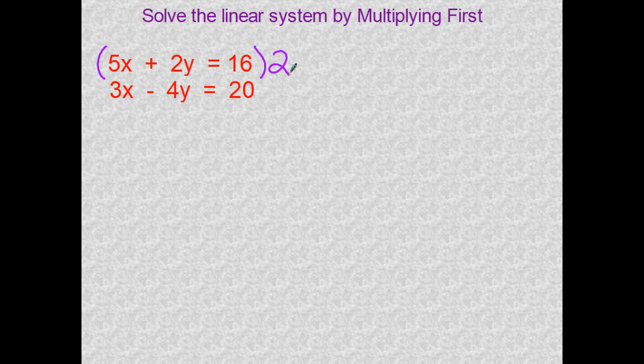So let's do that. If I take the entire first equation and multiply it by 2, it's going to alter the look. We're going to have 2 multiplied by 5x is 10x, 2 multiplied by 2y is 4y, and 2 multiplied by 16 is 32. I don't need to multiply the second equation by any number because I already see that I have a 4 in the second equation, and I can choose an operation to eliminate it. So let's keep it as it is: 3x minus 4y is equal to 20.